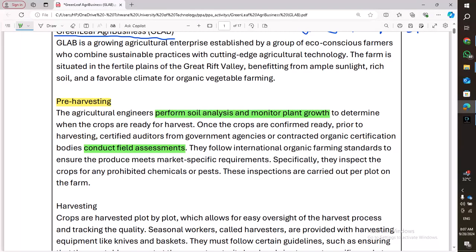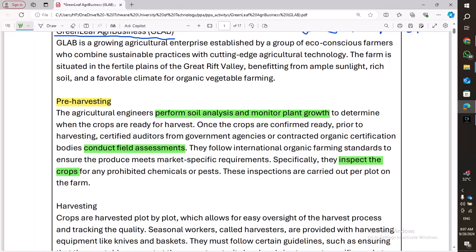They follow the international organic farming standards to ensure the produce meets the specific requirements. Especially, okay, they inspect the crops. What do they do now? They inspect the crops for prohibited chemicals or pests. These inspections are carried out per plot on the farm.